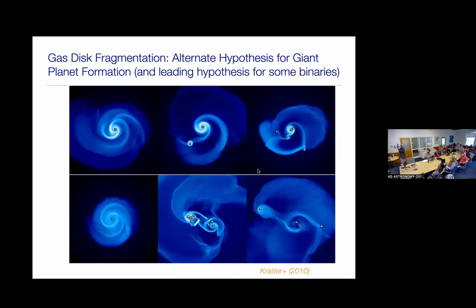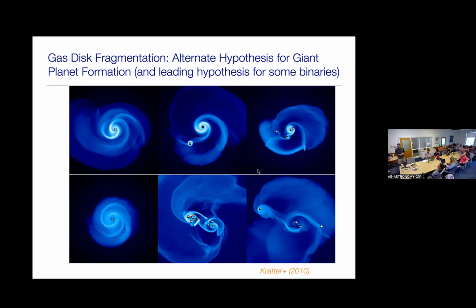All right. But of course, the core accretion idea is not the only way to make a companion in a disk. The other way is, in some ways, a simpler one-step process. If you have a disk which is massive and gravitationally unstable, the gravitational fluctuations, if they get dense enough, can lead to the formation of fragments.